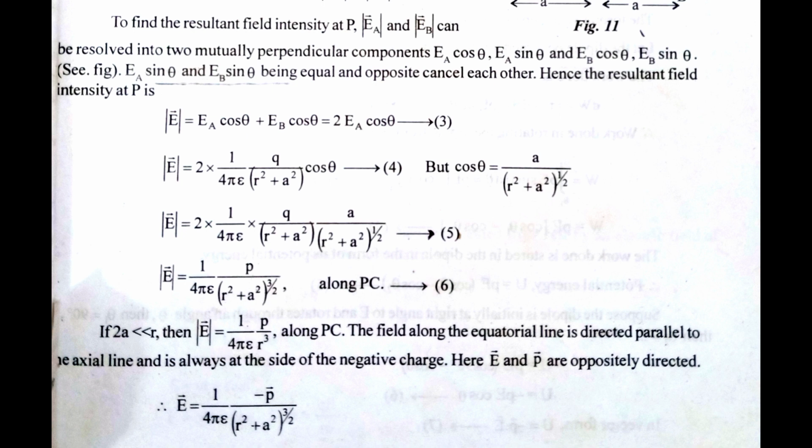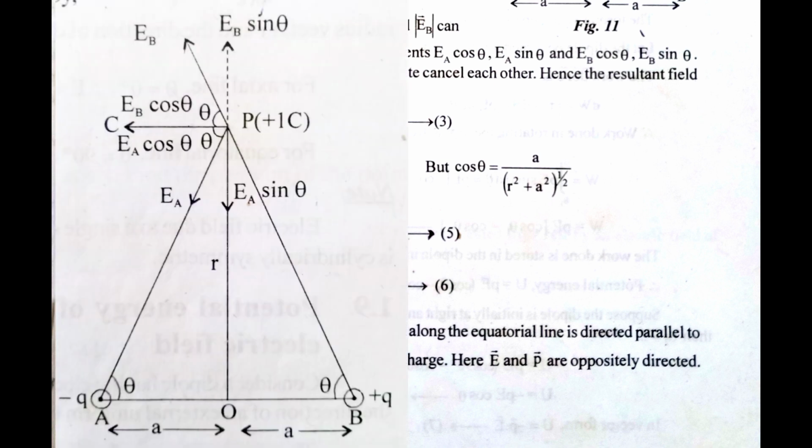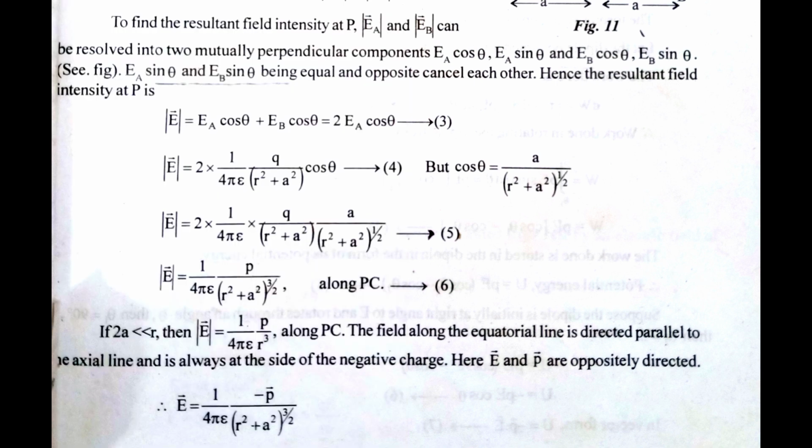How can we find cos theta? Again we can consider the triangle. Which triangle? Yes, that is PAO. From PAO, what is cos theta? Cos theta will be equal to A by R square plus A square whole raised to half, that is the hypotenuse that we have already found. Now we can substitute the value of cos theta. So what will we get? E will be equal to 2 into 1 by 4 pi epsilon Q by R square plus A square, into A by R square plus A square whole raised to half.